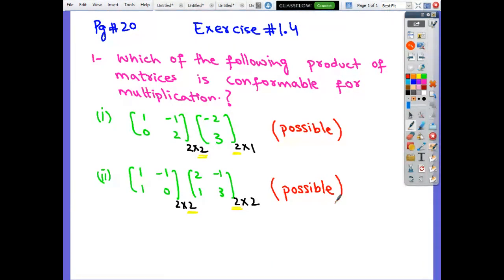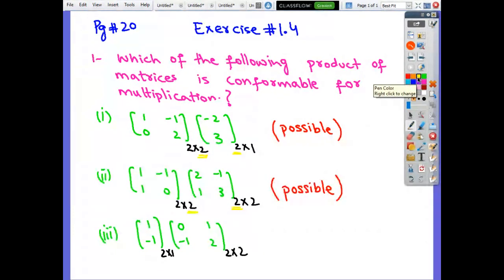Similarly, we see in the third part is 1, negative 1 and 0, 1, negative 1, 2. In the third part, we see that there are 2 rows, 1 column. There are 2 rows, 2 columns. In the third question, the third part, we see that there is only 1 column in the first matrix and 2 rows in the second matrix.